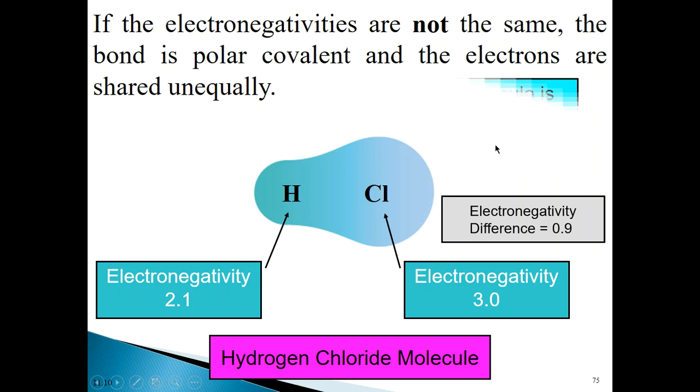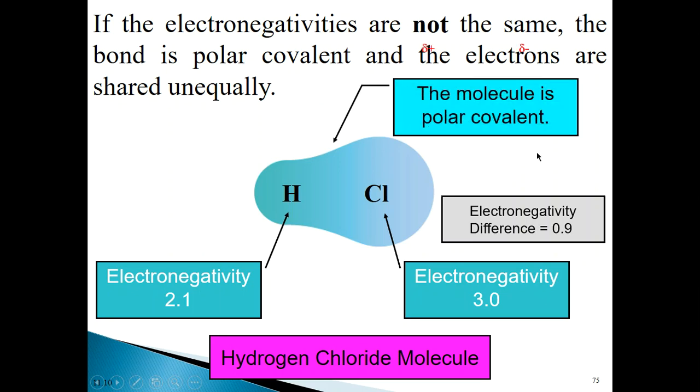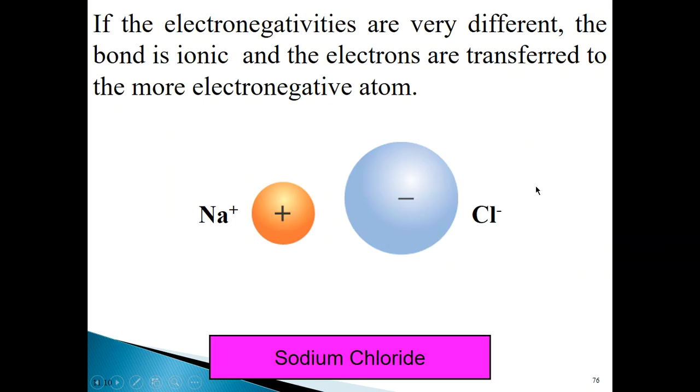So therefore, we say that this bond is polar covalent. And because it's polar covalent, we have a separation of charge where there's a partial negative charge on the chlorine and a partial positive charge on the hydrogen.